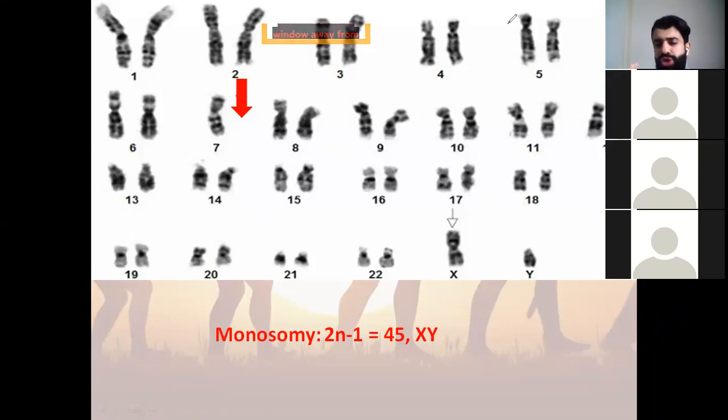So there is no 100% chance to give a child with a trisomy or monosomy. This depends on the case. So here they don't have any problem in fertility if the abnormality affects the autosomes.